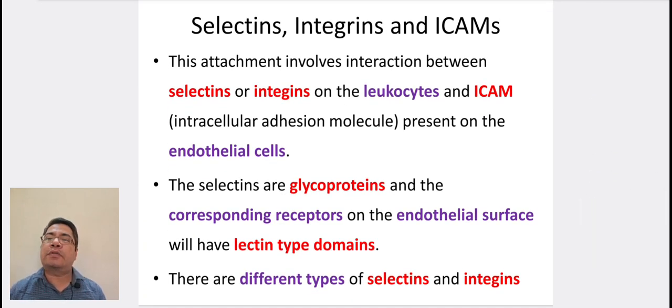This attachment involves interaction between selectins and integrins on the leukocytes and ICAM, that is intercellular adhesion molecule, present on the endothelial cells. The selectins are glycoproteins and the corresponding receptors on the endothelial surface will have lectin type of domains. There are different types of selectins and integrins.